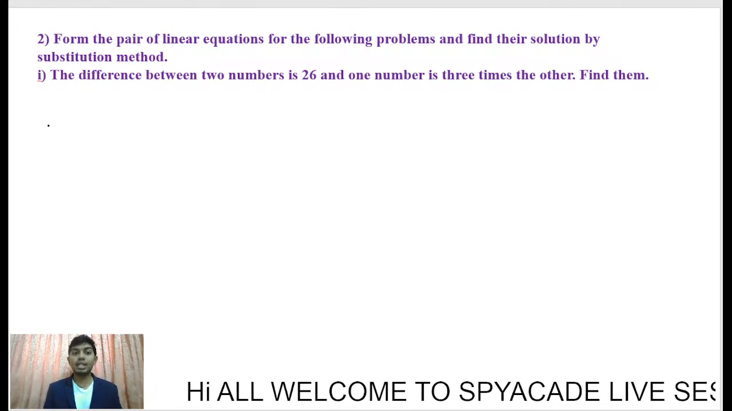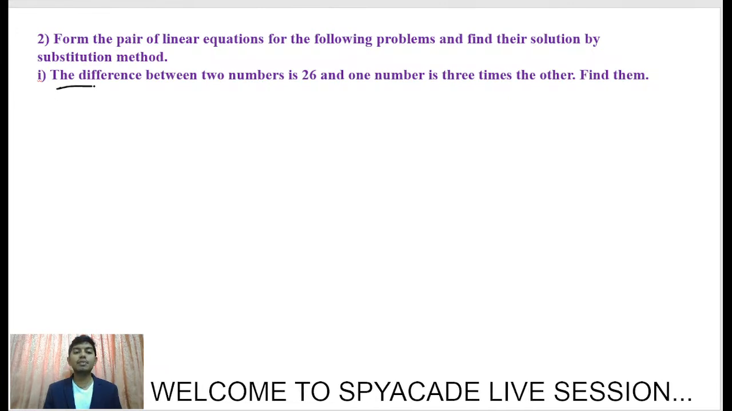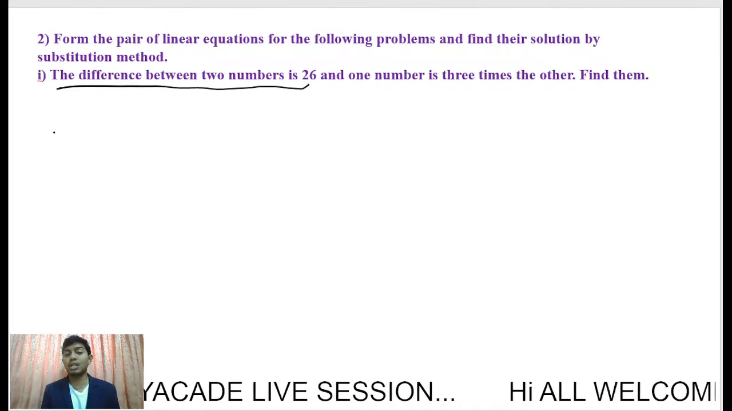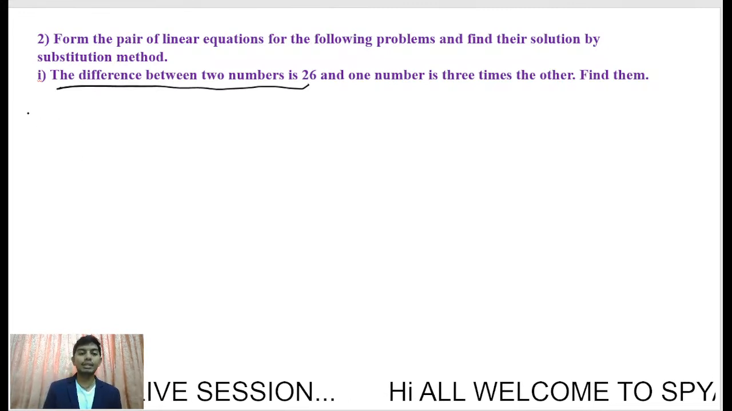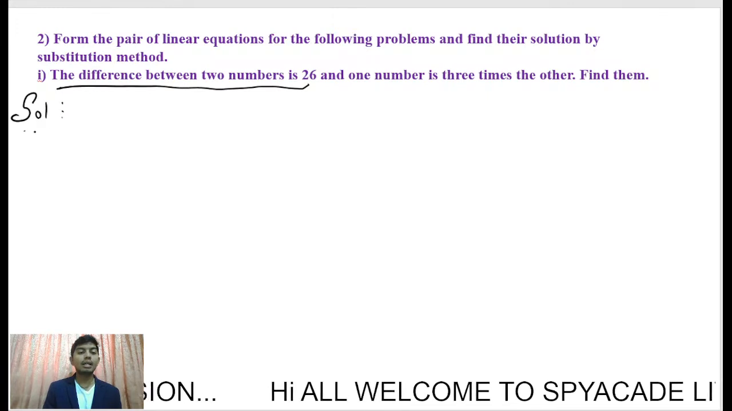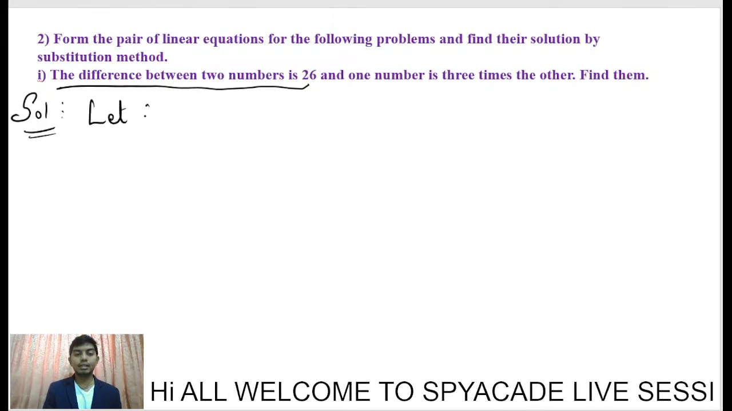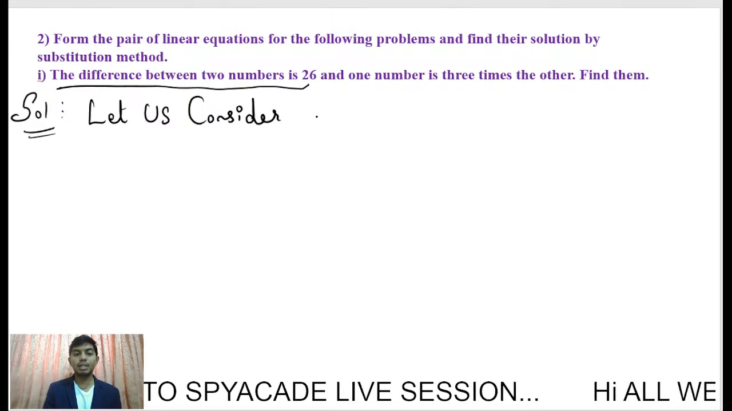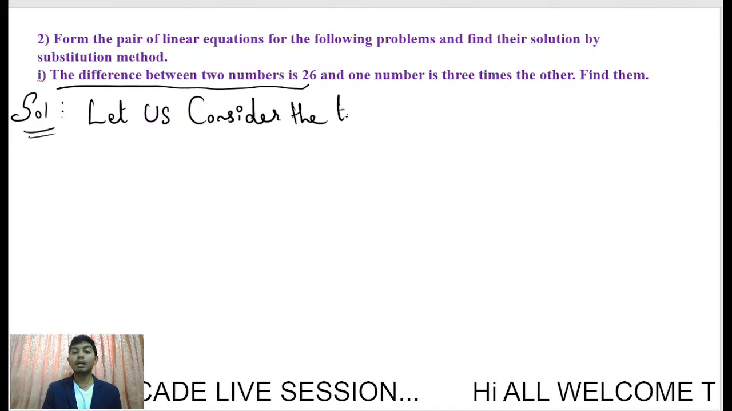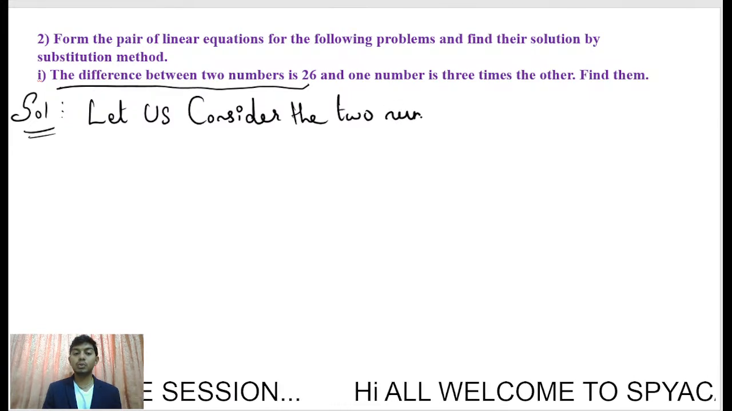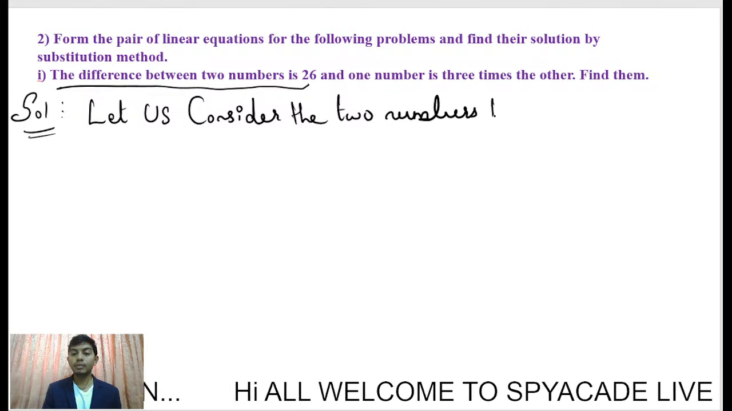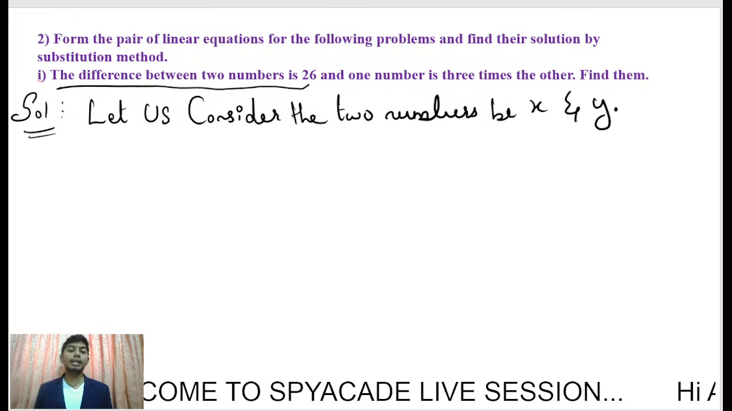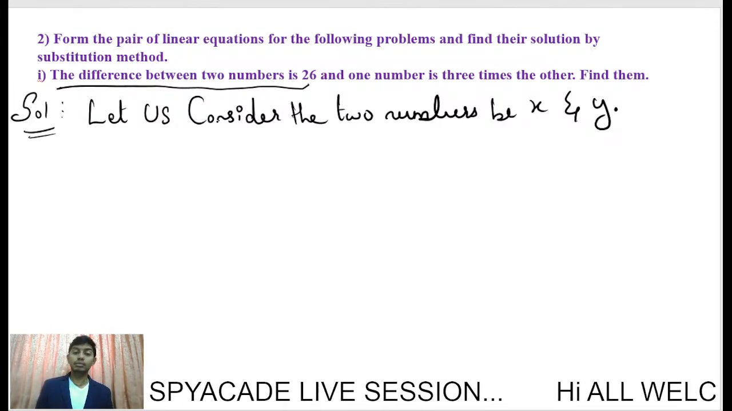Okay, let's find the pair of linear equations. Read this question once again. The difference between the two numbers is 26. So let us consider the two numbers be x and y, right?